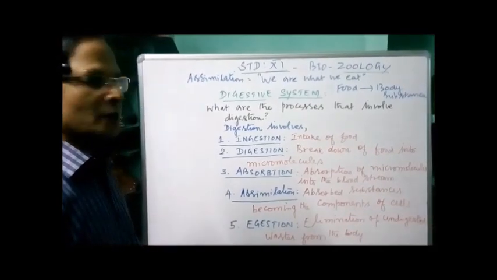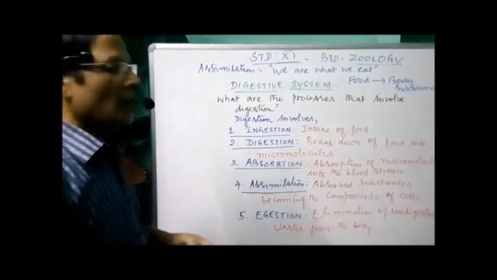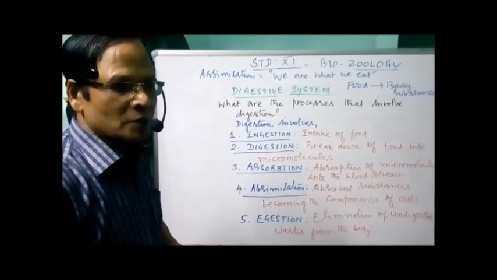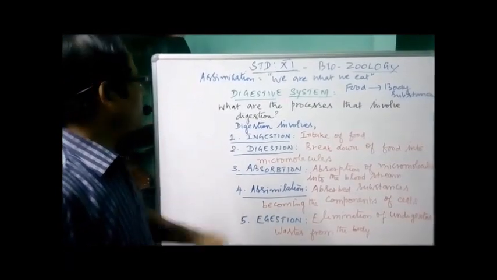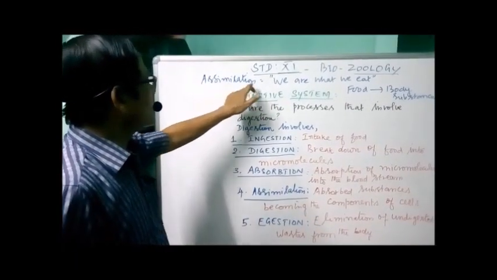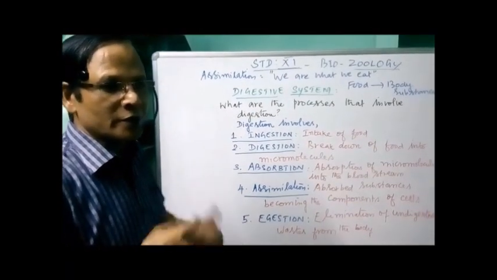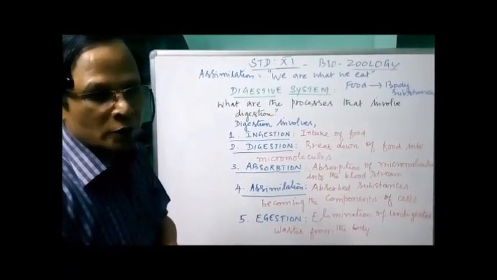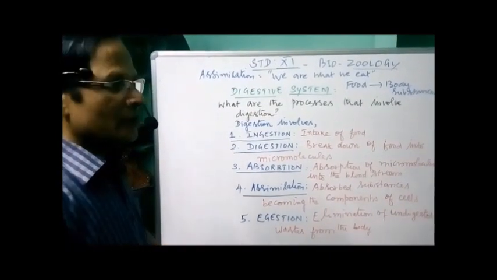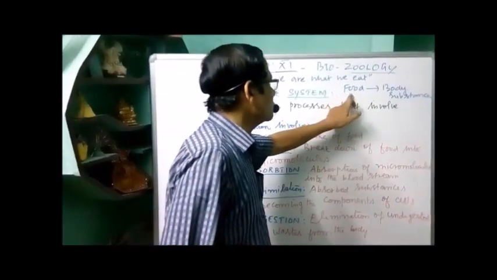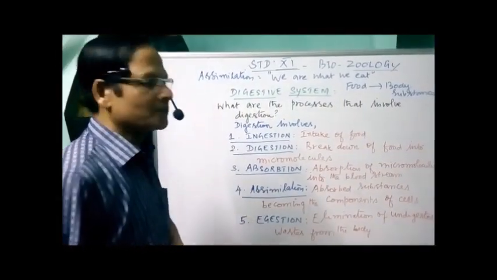So assimilation is the process of conversion of absorbed food substances to become the cellular components, namely the protoplasm. That's why I say assimilation is nothing but we are what we eat. Whatever substance we are eating is being converted into the body cells, the protoplasm. That is the simple definition of conversion of food into body substance, and that is called the assimilation process.